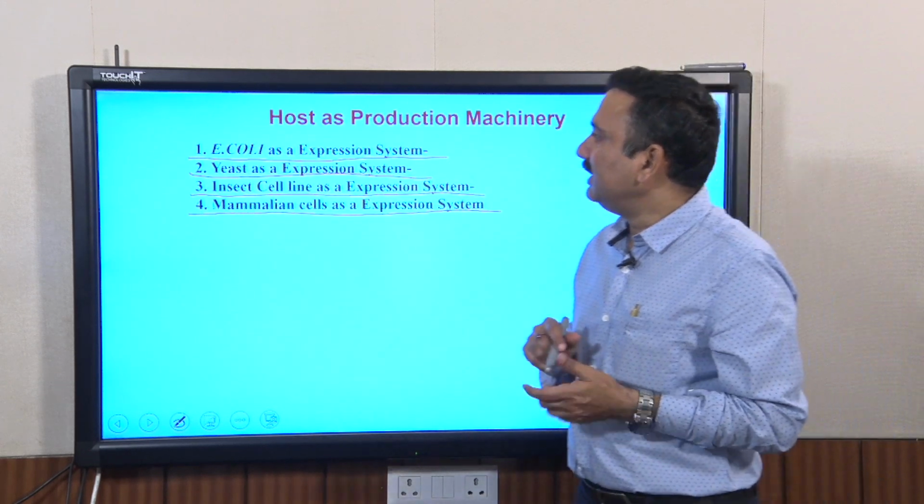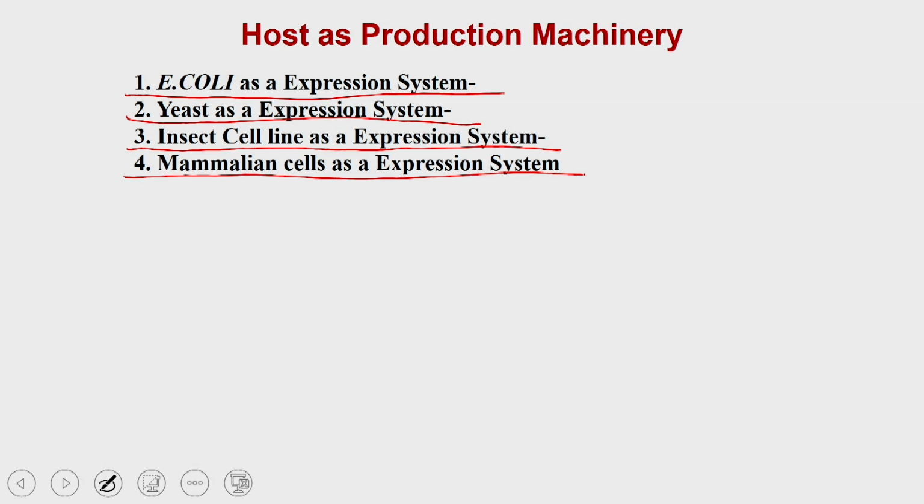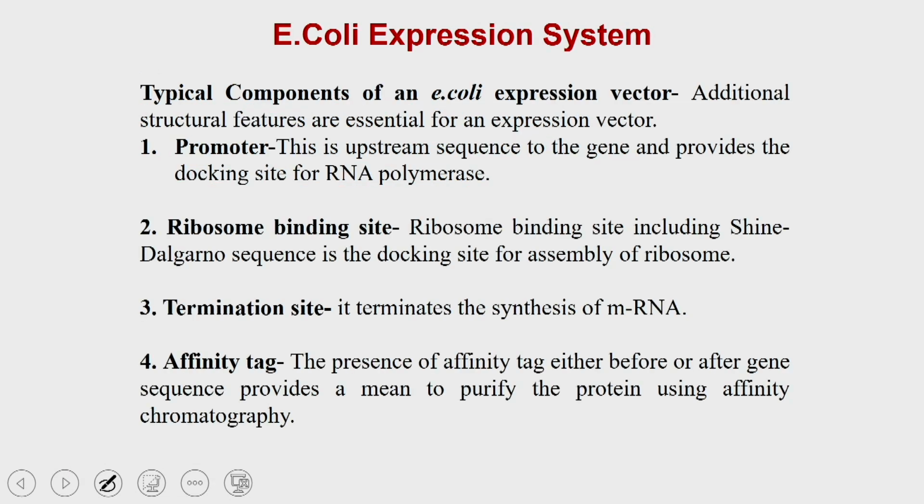So, let us start with E. coli as an expression system. In the case of E. coli as an expression system, we will look at the different components present in a typical E. coli expression system. Although we are discussing only in the context of E. coli, most of these components are also present in other expression systems.